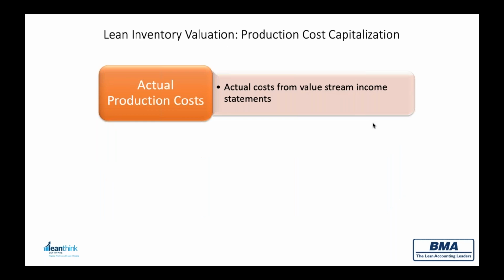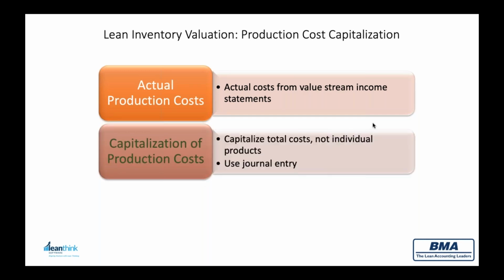Production costs: where do we get our actual production costs? Because we've got to get the actual and then we average it out. Actual costs come from the value stream income statement. Those are the costs that were incurred in the period. And if you have 30 days of inventory, those are the actual costs that were incurred to produce all the goods for that period. We want to capitalize total costs. So we want to capitalize all of the production costs, not on a product by product basis. And we want to go to a journal entry methodology.